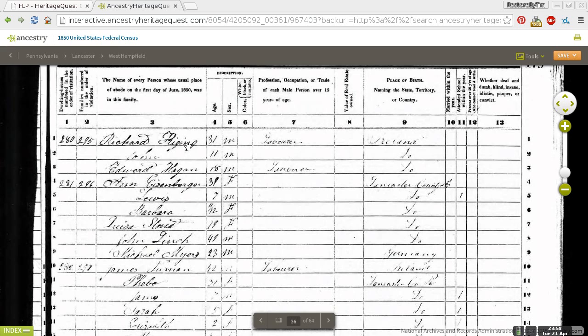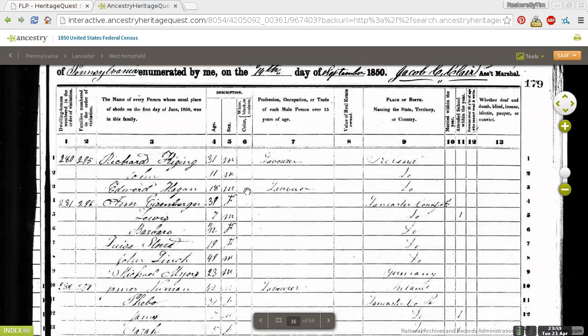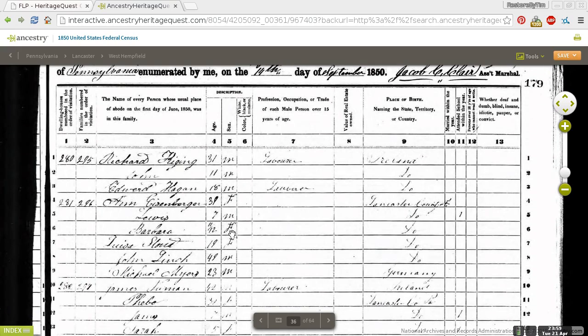There is an Eisenberger here, but I think that's a coincidence. Okay, check out the dwelling number though. It's jumped from 243 to 280. So we're missing nearly 40 houses. Well, what happened? The pages are out of order. The Eisenbergers lived in dwelling 243. Well, where's dwelling 244? It's actually back a few pages.